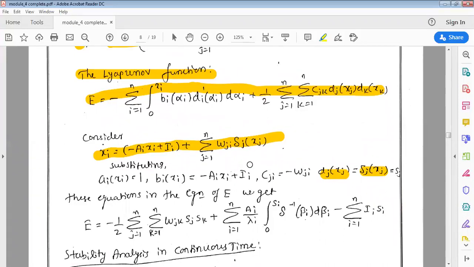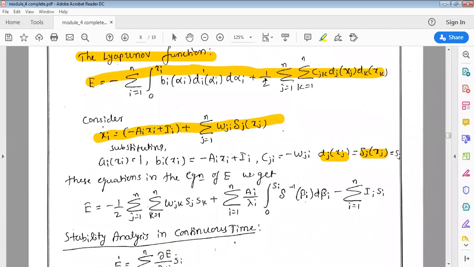So by putting all these things in the previous equation, I'll write minus 1 by 2. Look at the second part of the equation: minus 1 by 2, j equal to 1 to n, k equal to 1 to n. Okay, look, Cji is equal to minus Wji. So Cjk will become minus Wjk. That's why there is a minus symbol.